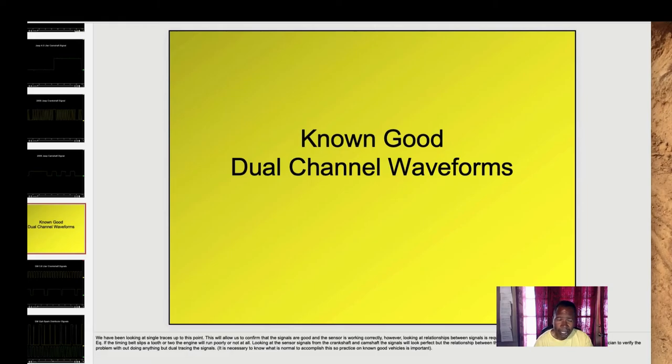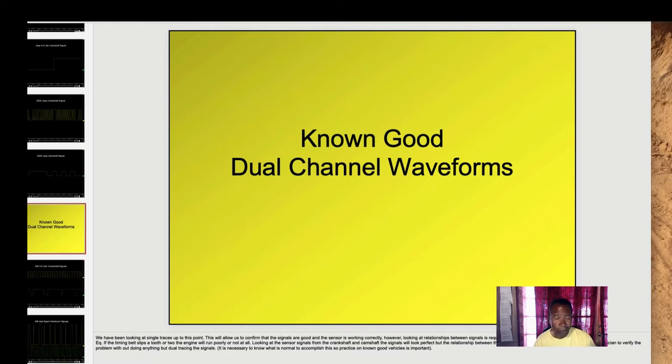Now, up to this point, we have been looking at single channel waveforms. What's good about that is you can identify the waveform and see if it's good or bad. Dual channel waveforms are for looking at relationships. A good example would be a TPS and mass airflow sensor on takeoff. Do they both respond the same?